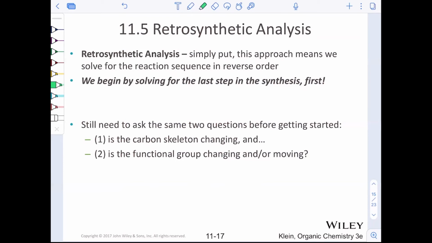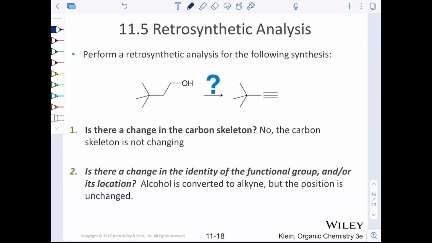But the biggest thing that we have to do is we begin solving the last step of the synthesis first. And the reason we do that is because there are a lot fewer ways to answer the question, how do I make this, versus what can I do with this? So approaching it by looking at the product is the way that we're going to do this analysis for our last problem together. We'll use retro arrows, which we'll talk about, versus reaction arrows in this sequence. And I want to make sure that we are comfortable with this process. So we're going to try to step it out as much as we can.